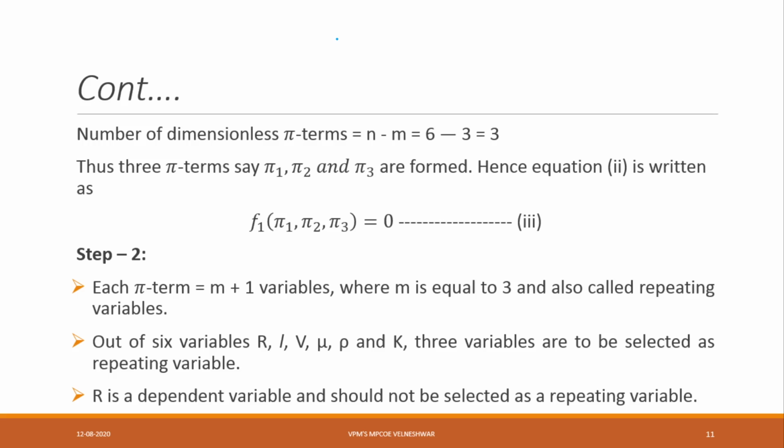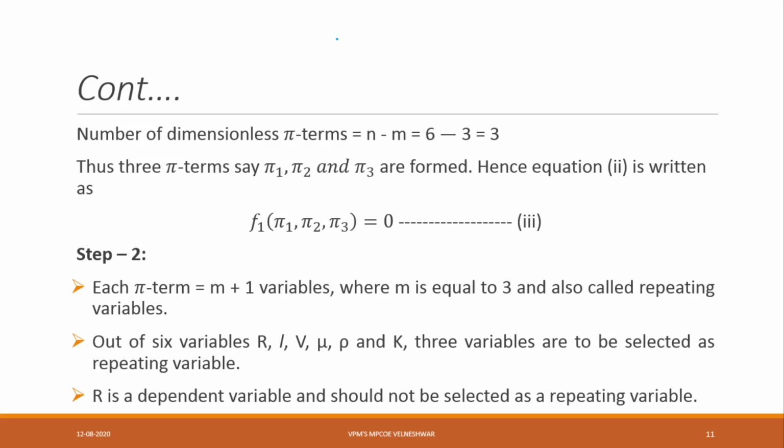Now step 2: each pi term contains m plus 1 variables, where m is equal to 3 are called repeating variables. Means each pi term we have to consider as m plus 1 variables, where m equal to 3 are also called repeating variables. Out of the 6 variables, resisting force, length, velocity, mu, rho and k, 3 variables are to be selected as repeating variables.